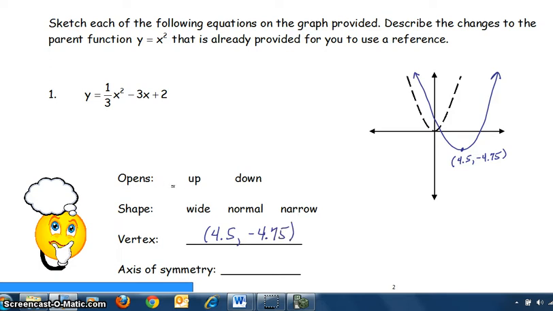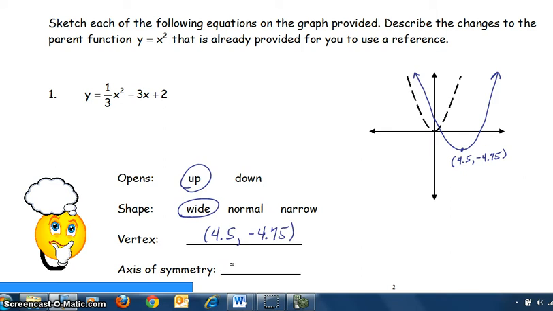Now our parabola is opening up, and that's caused by the fact that the 1/3 is positive. This shape seems to be wider than the parent function, and again that's caused by the 1/3 being less than 1. It doesn't give our parabola the ability to open up quickly, so it slows down how fast it grows, and it will be a wide graph.